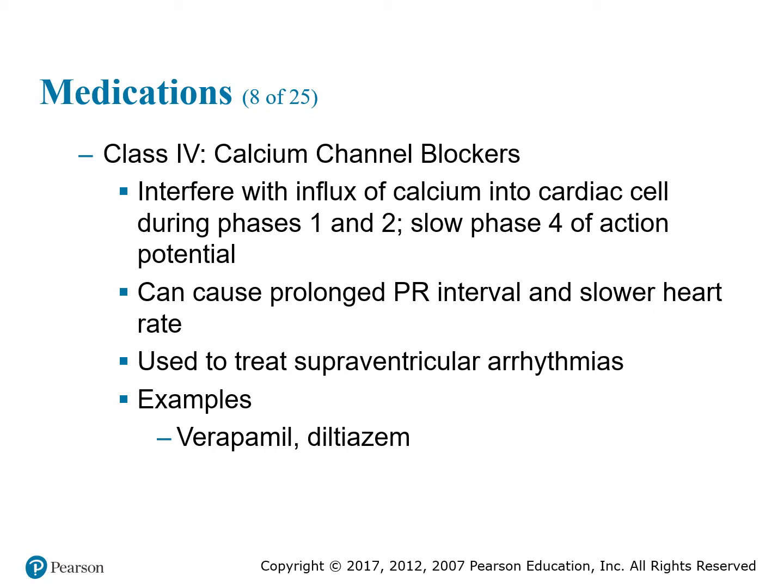Now you have your class 4 calcium channel blockers. They interfere with the influx of calcium into the cardiac cell during phase 1 and 2. They slow phase 4 of the action potential. They can cause prolonged PR intervals and a slower heart rate. They're used to treat ventricular arrhythmias. Examples are verapamil and diltiazem.